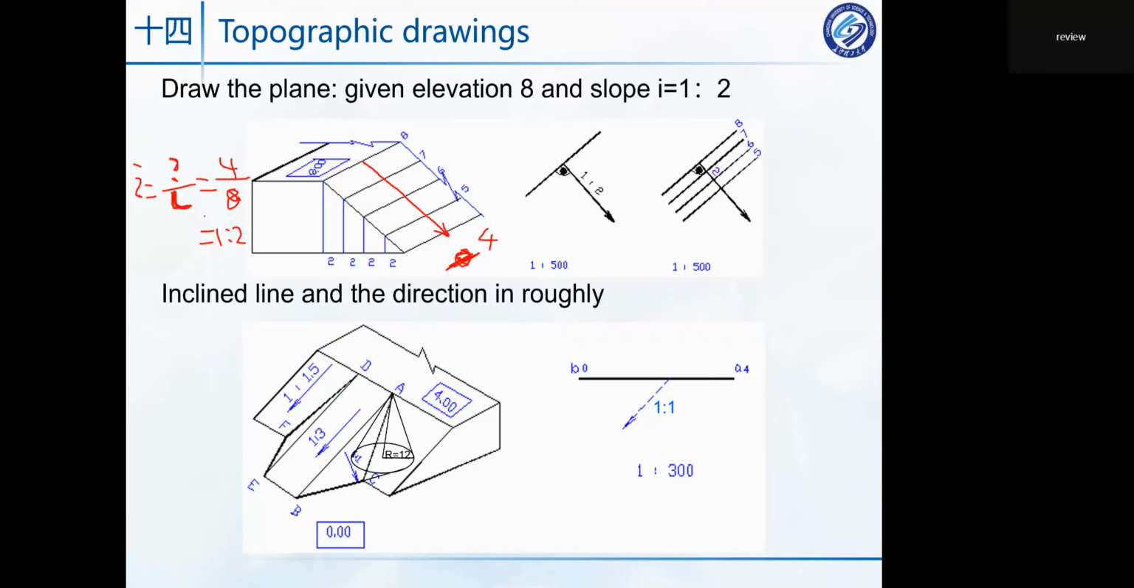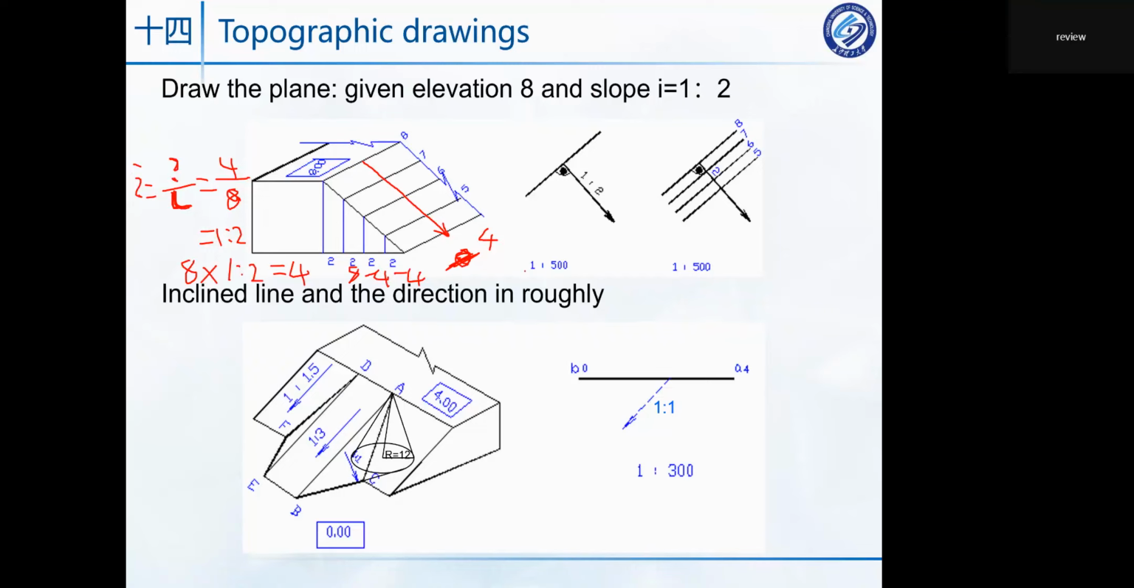Of course, it is 8. Multiply 1, 2, 2 is equal to 4, and you can see the elevation at the top is 8, and the bottom is 8 minus 4, which equals 4. So we can use the slope of this plane and the horizontal distance to calculate the ground elevation.